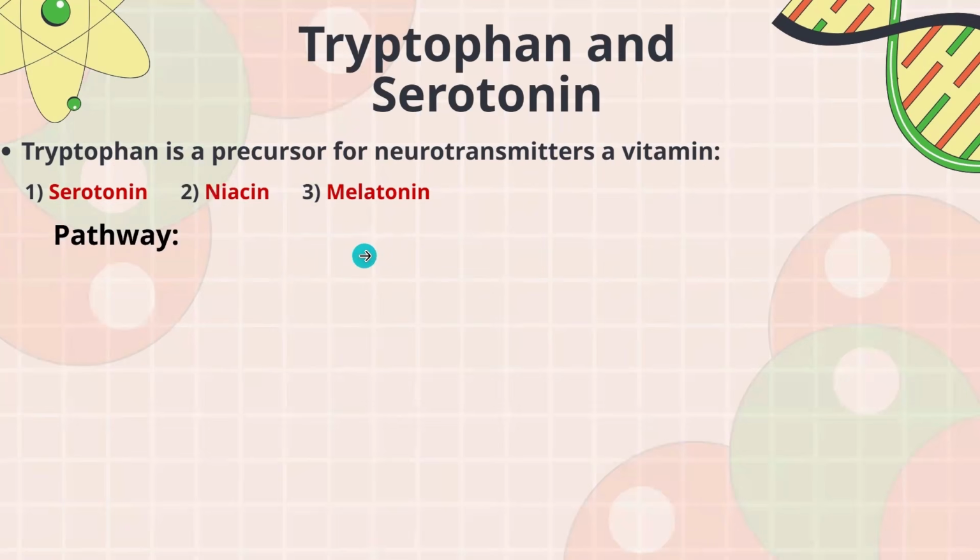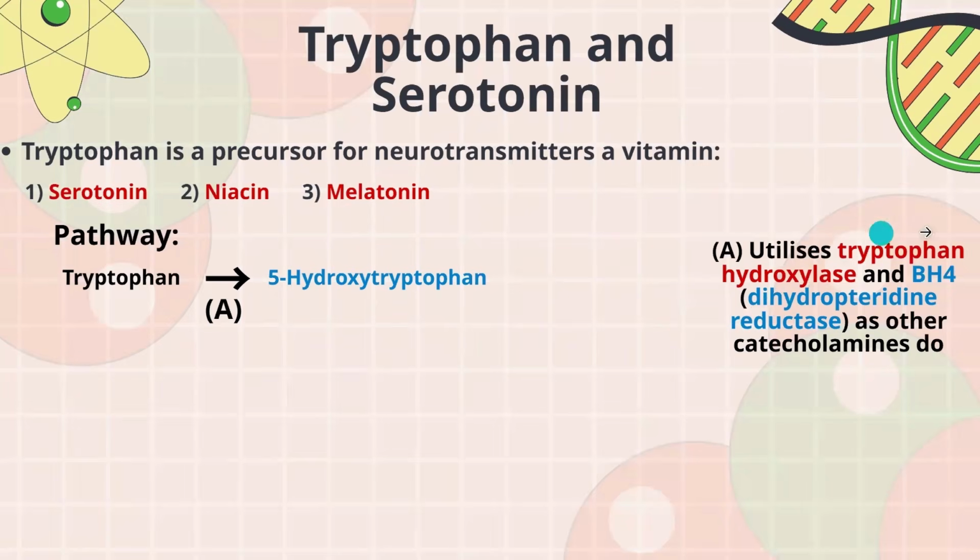Okay. The pathway here, how is tryptophan going to form serotonin? The pathway here is very simple. Tryptophan is going to form 5-hydroxytryptophan, okay? And this is mainly through an enzyme, which is tryptophan hydroxylase. So it's going to be hydroxylated here. And you're also going to have BH4, right? And there's dihydropteridine reductase, okay? That is also responsible for this, as with other catecholamines. Now, apart from that, it's going to eventually form serotonin. And just know that this step utilizes tryptophan hydroxylase and BH4, and dihydropteridine reductase because it helps form BH4 for it.